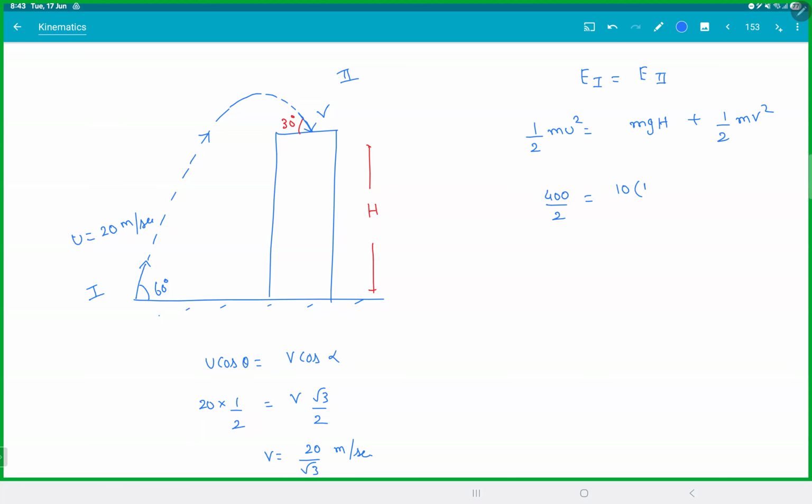H ka value I don't know. This is half, and this is 400 by 3. 200. This is 10h, and this is 200 by 3. 10 goes off. We get h is equal to 20 minus 20 by 3, which is 40 by 3 meters.